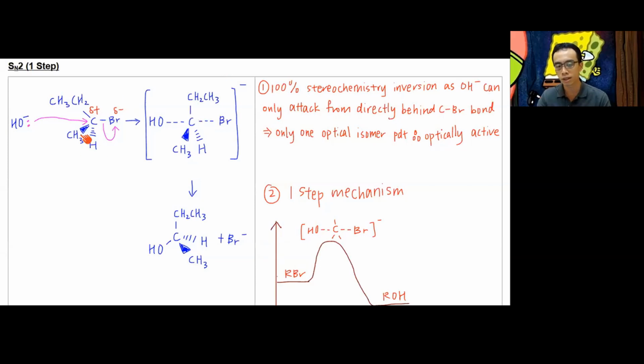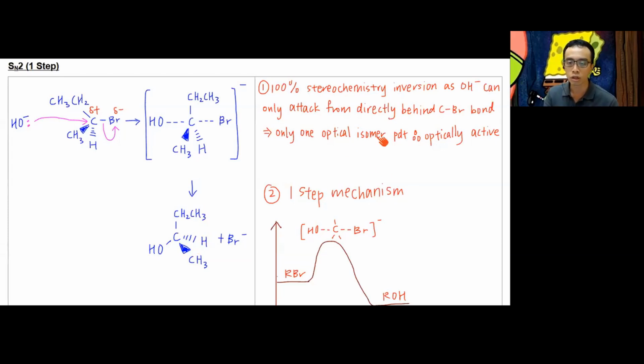And if I have the starting material which is optically active, the product will also be optically active because I only form one optical isomer product. If I compare this with the SN1 mechanism, because my carbocation is flat, both sides are equally exposed, it can be attacked from both sides to equal extent. So there are two ways of attack, therefore there are two outcomes, which happen to be a racemic mixture. This one, there's only one way to attack, so there's only one outcome. So this one doesn't have a racemic mixture. This will be optically active, correct?